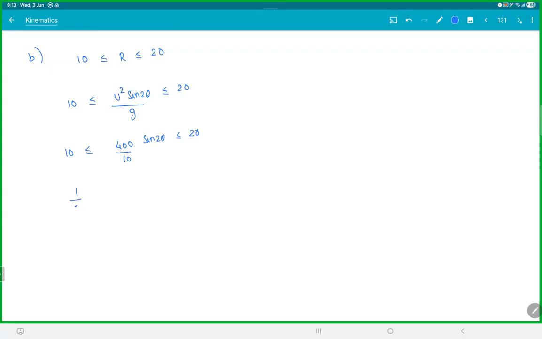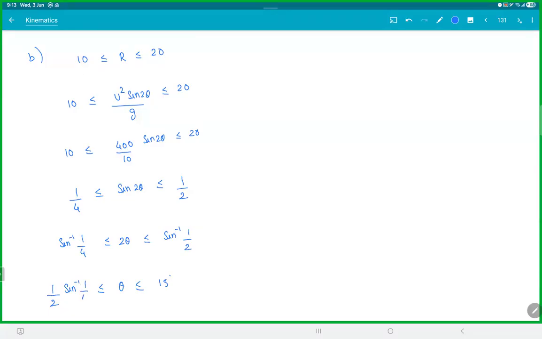So this will come out to be half. Sine 2 theta will be half, and this will be 1/4. So we get 2 theta will be sine inverse half and sine inverse 1/4. So theta will lie between 15 degrees, that is 30 degrees divided by 2, and half of sine inverse 1/4.